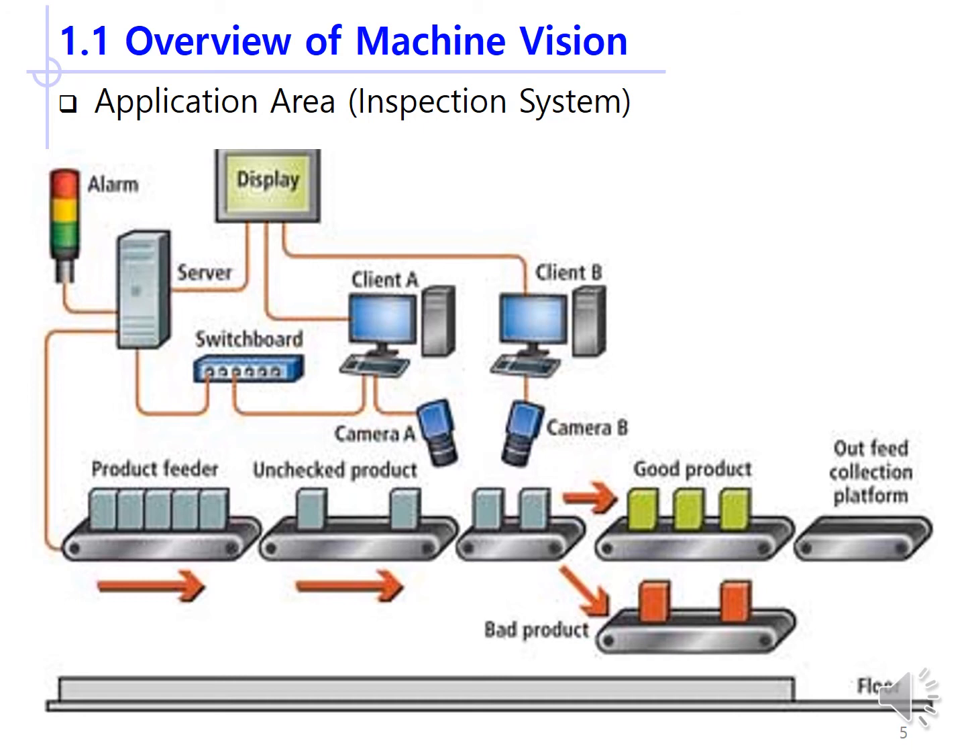This slide shows another example. This system inspects the product and sorts them into 2 groups, good product and bad product. They use 2 cameras to inspect the product.